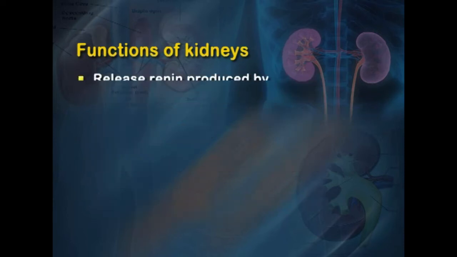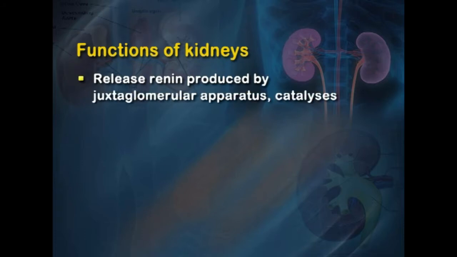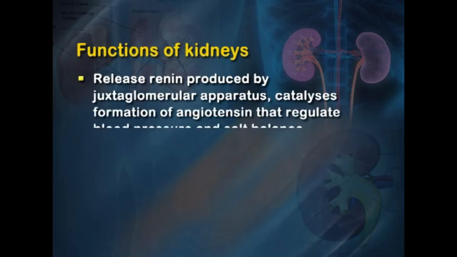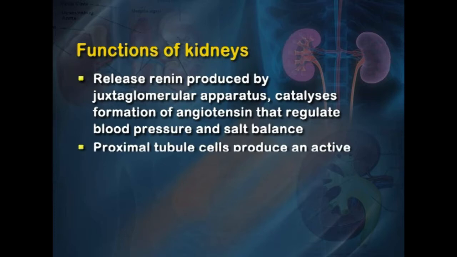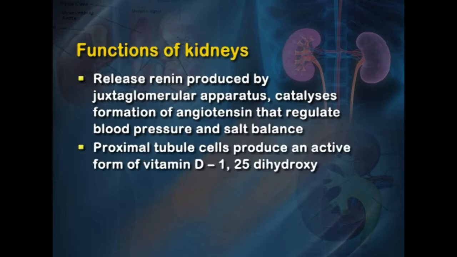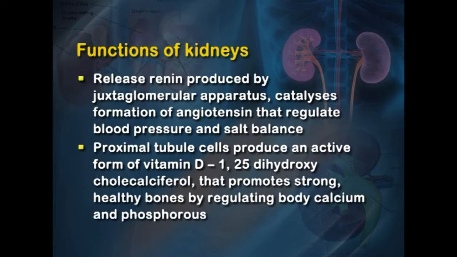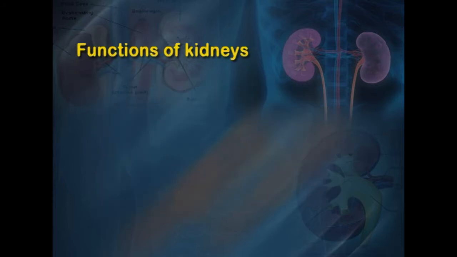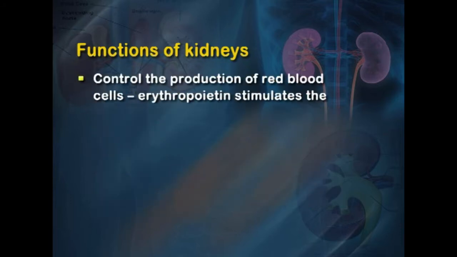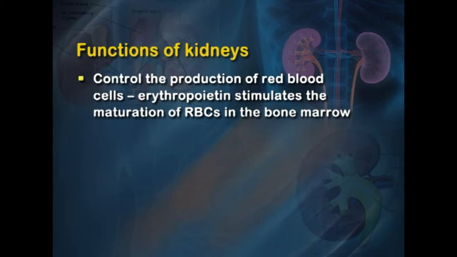It also releases a hormone renin, which is produced by the juxtaglomerular apparatus and catalyzes formation of angiotensin that regulates blood pressure and salt balance. The proximal tubule cells produce an active form of vitamin D, 1,25 dihydroxycholecalciferol, that promotes strong, healthy bones by regulating both body calcium and phosphorus. It also controls the production of RBCs. Erythropoietin stimulates the maturation of RBCs in the bone marrow.